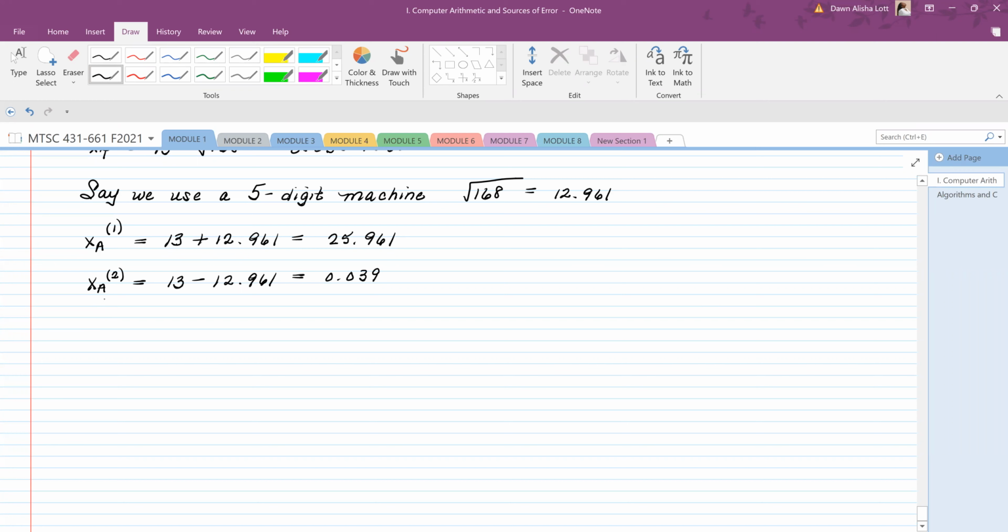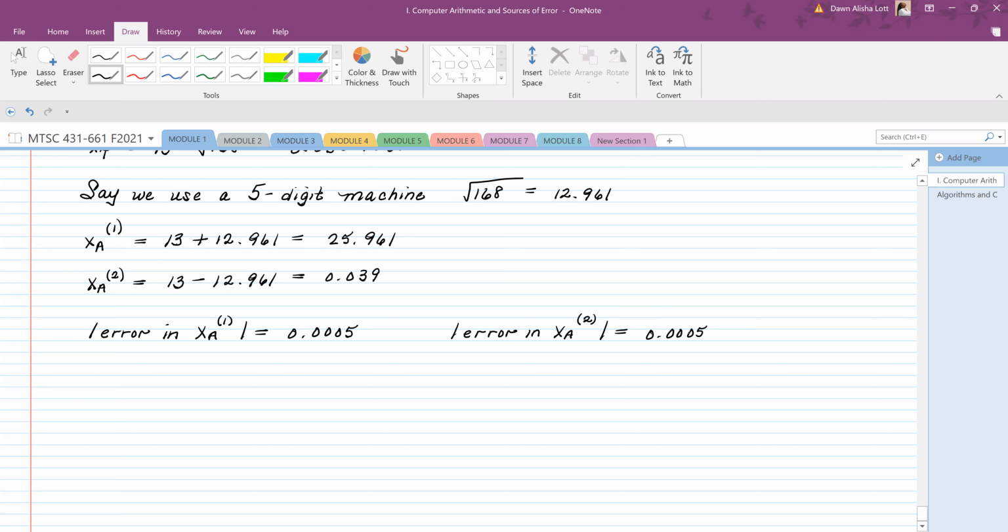So if I look at the absolute value of the error in XA, the approximate to the first root, if I subtract it, it turns out to be 0.0005. And I can look at the absolute value of the error in the approximate to the second root, and it also comes out to be 0.0005. But here's the big deal.